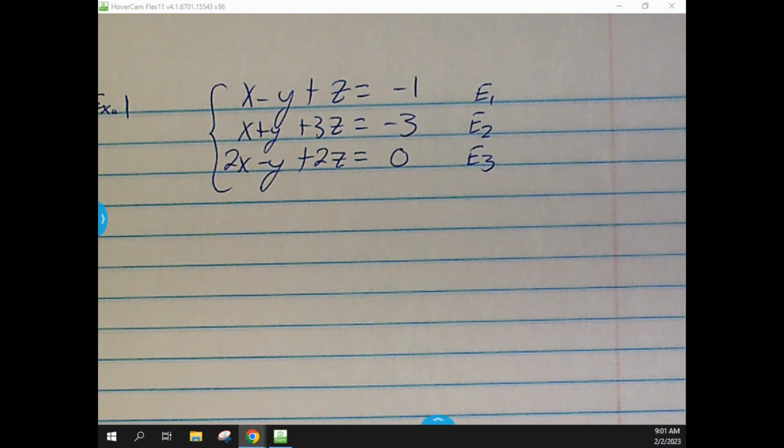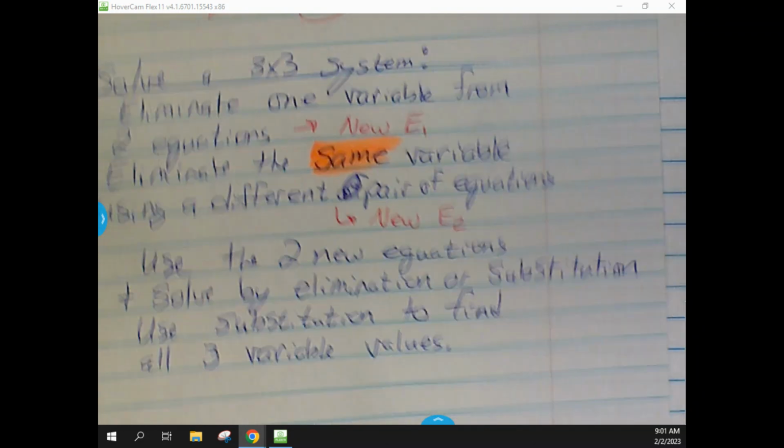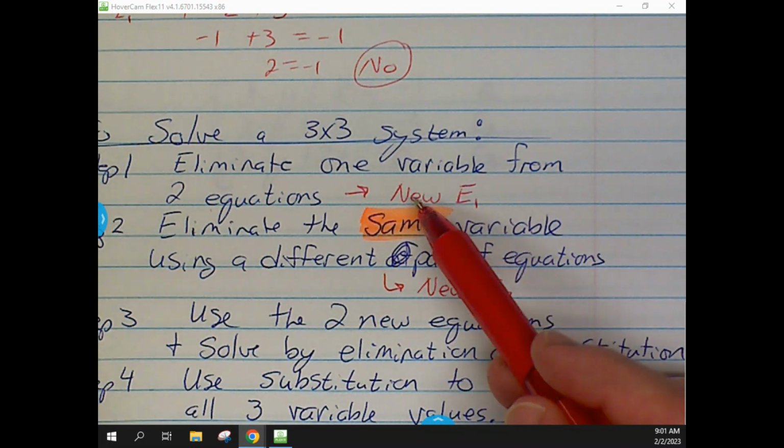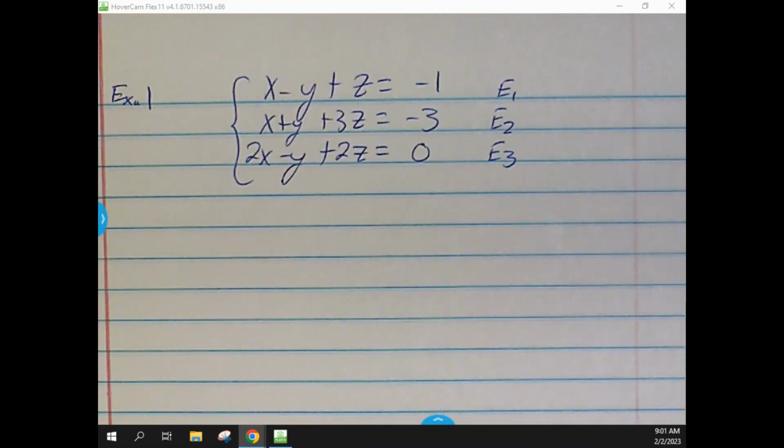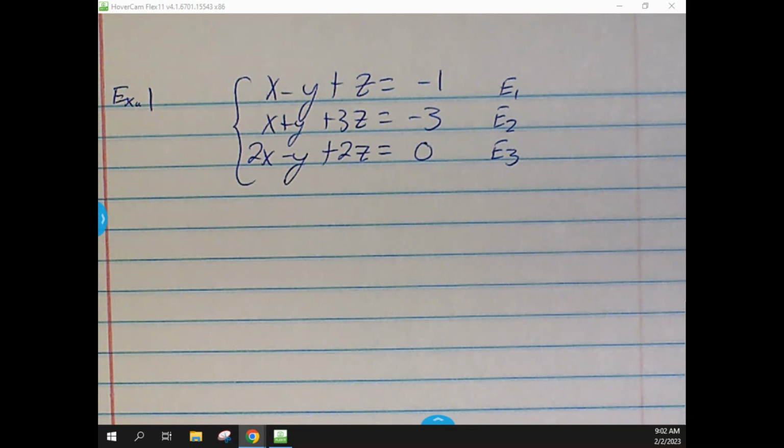Okay, now here's the thing. When we're going back to our first two steps, when you pick a variable to eliminate, there is no wrong variable to eliminate. However, there is usually, I wouldn't say a worse option, but there are some options that will make you do more work than you have to do.